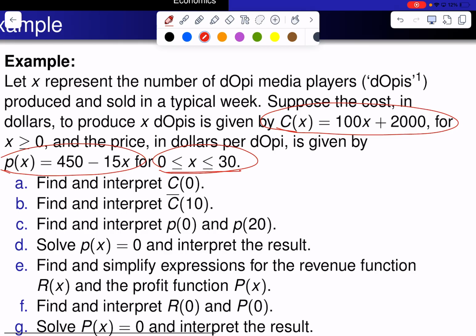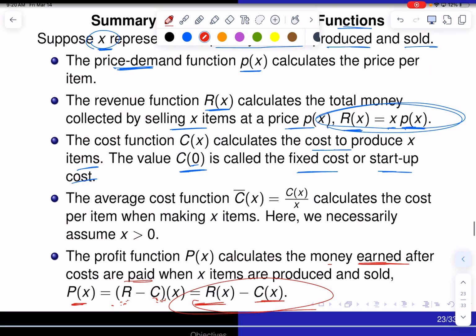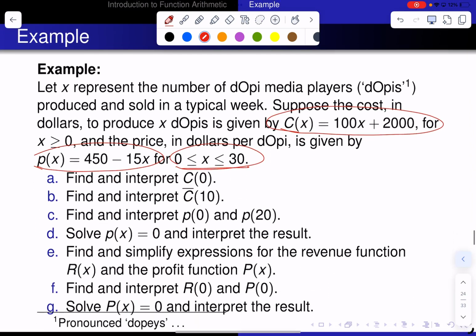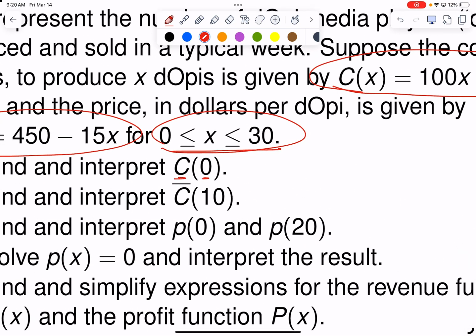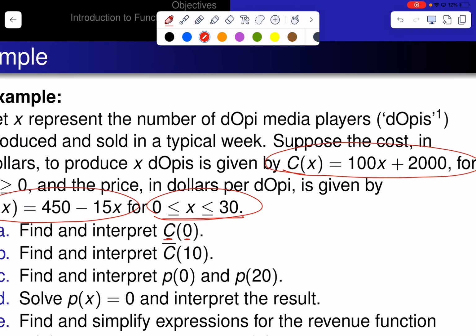All right. Find and interpret C of 0. Well, that's simple. We're just going to plug 0 in for the cost. What does C of 0 represent? It represents our fixed or startup cost. So if Brody opens his company, he's going to figure out the cost to make 0 dopies. How much is it going to cost him just to get started? What's the startup cost? The machine to make the dopies, the materials, the manpower, whatever that is.